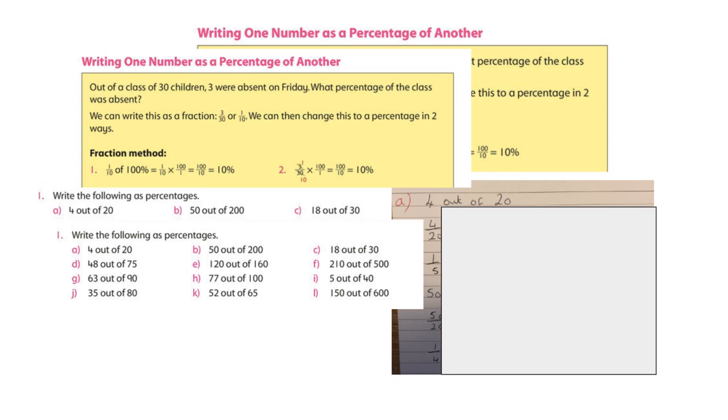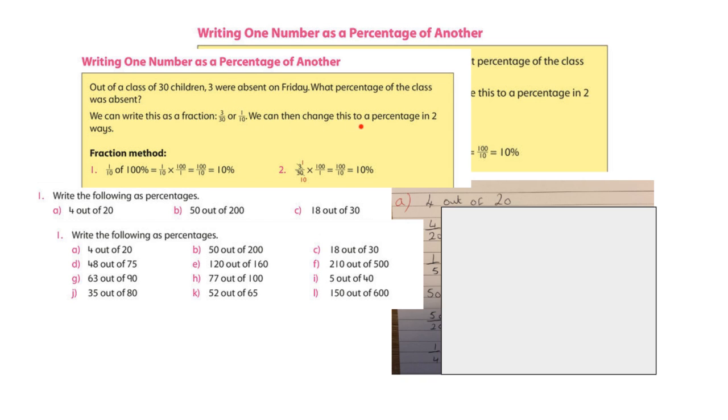So writing one number as a percentage of another. Out of a class of 30 children, 3 were absent on Friday. What percentage of the class was absent? We can write this as a fraction, as in 3 over 30. So 3 out of the 30, out of a class of 30, were absent. And we know that 3 over 30 can be broken down to a simpler fraction, 1 over 10.